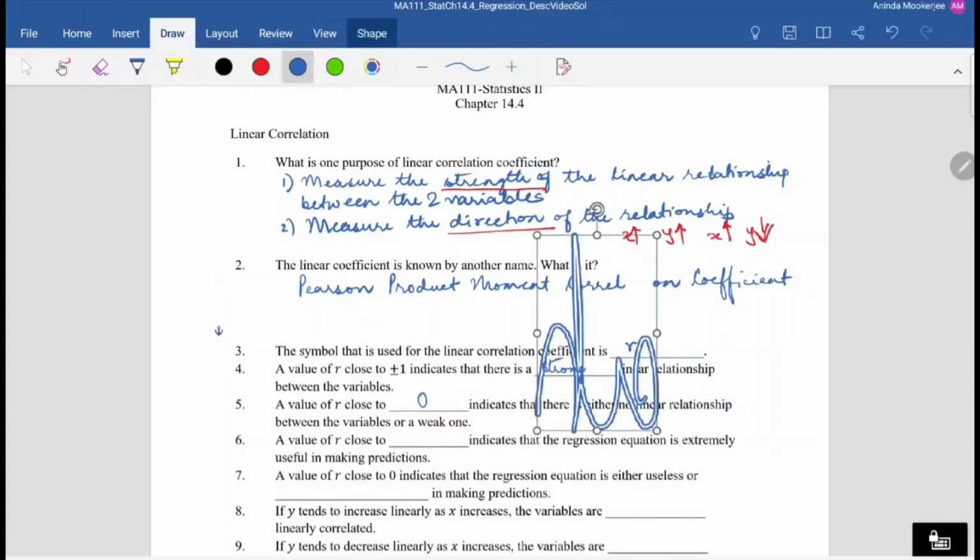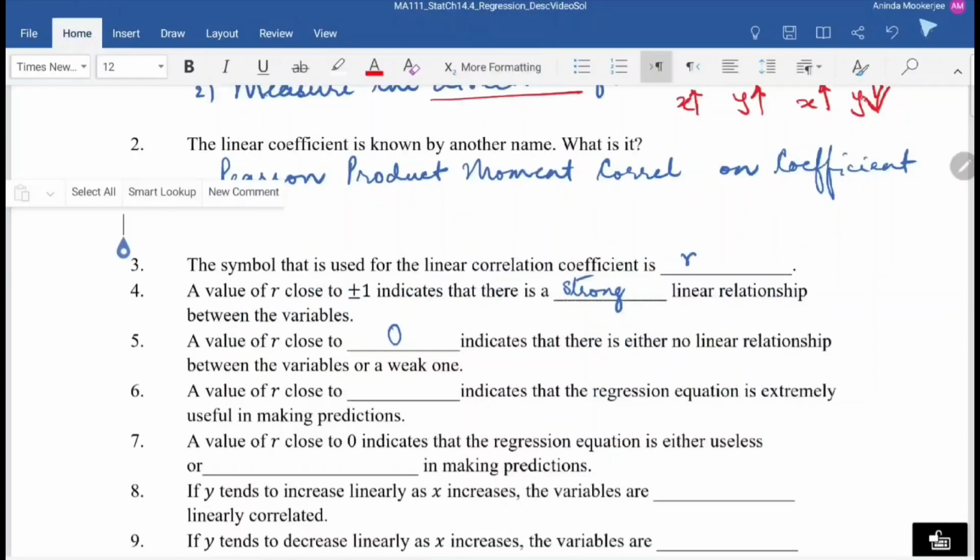Oops, I don't know, just a second. Let me fix this here.